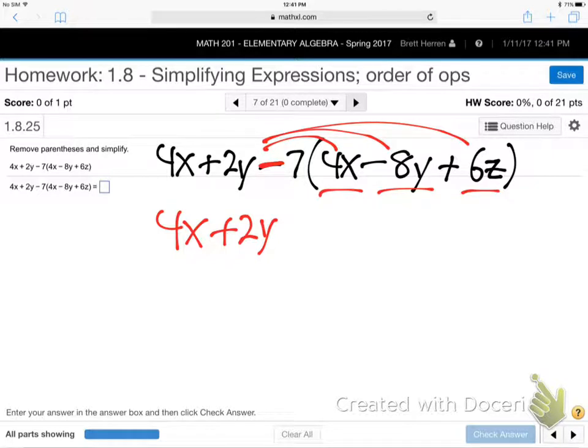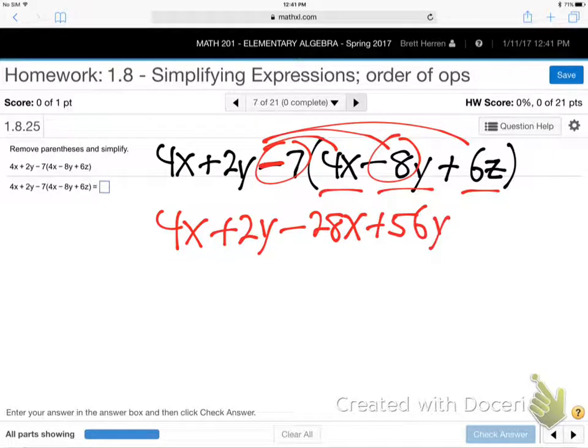The water's going in. So minus 7 times 4 is minus 28x. And then minus 7 times minus 8, two negatives, positive 56y. And then minus 7 times plus 6 is minus 42z. No more parentheses. I've got one more step. But good so far? Does that make sense?